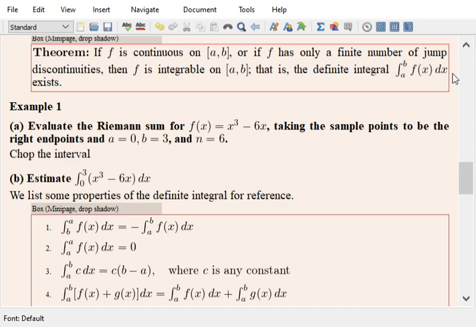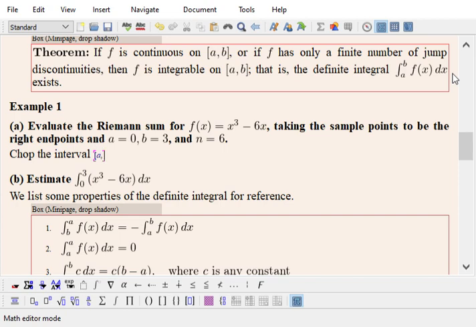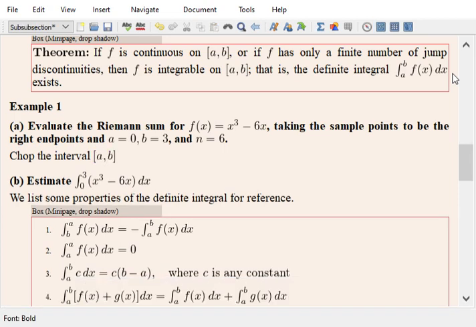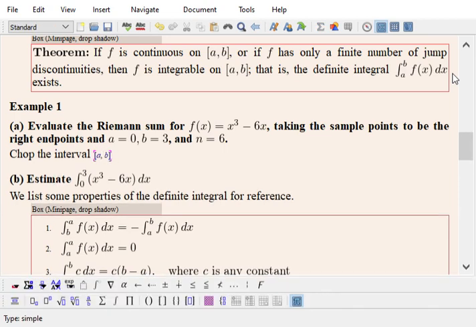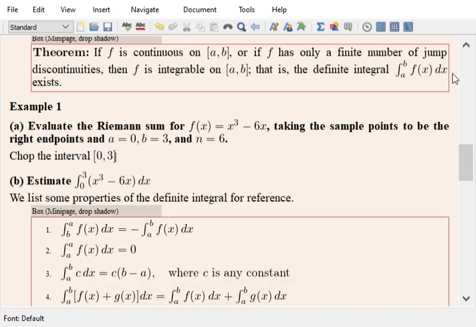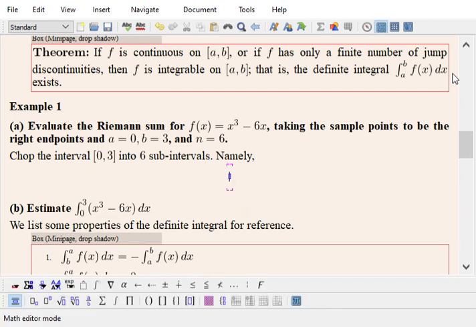So chop the interval a, b, I'm sorry, 0, 3, right? Because a is 0 and b is 3, into 6 subintervals.